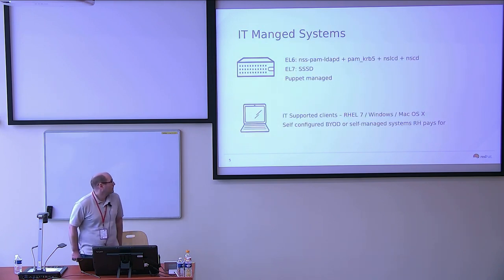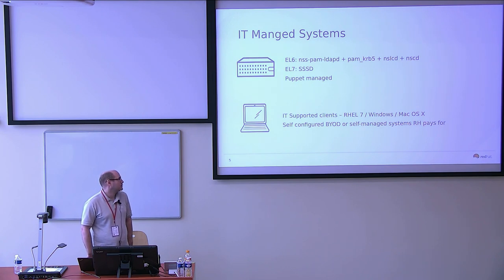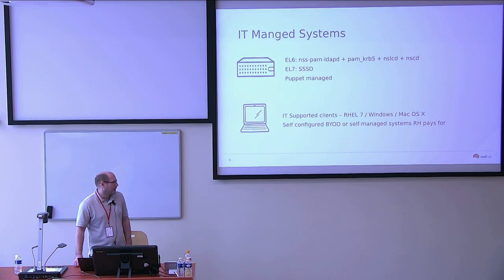This goes into how things are configured right now. We do still have some RHEL 6 boxes hanging around, and they're running nss-pam-ldapd, pam_krb5, nslcd, nscd, hooking into LDAP and Kerberos. Our RHEL 7 boxes are running SSSD. They're Puppet managed, and whenever we give laptops and machines to people, it's either RHEL 7, Windows, or macOS. Those are blessed images that our desktop team manages. We also support a lot of bring your own devices and self-managed systems.